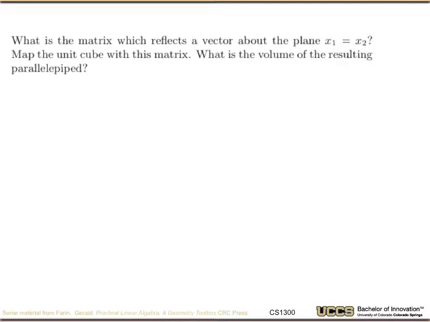Given that you've computed that matrix, assuming you use it to map the unit cube, what's the volume of the resulting parallelepiped? So what's the volume after the map, and what is the map itself? Work on that and come back to the video after you've figured out what your answer is.